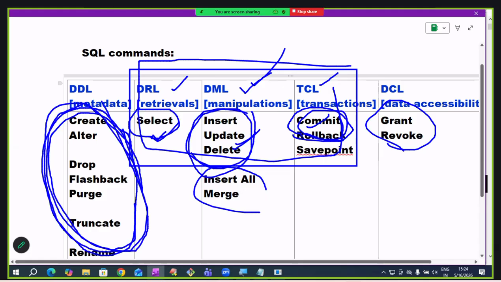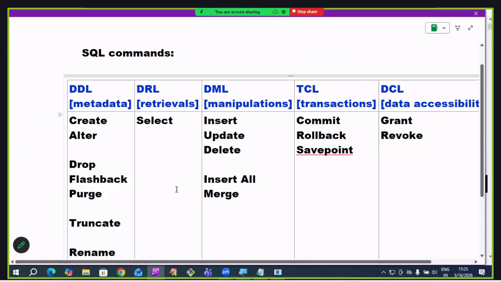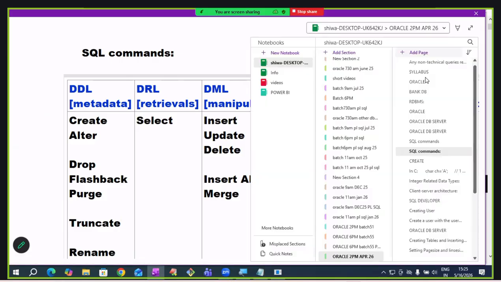So to crack those interview questions, this knowledge is required, but these are not frequent operations for a full stack Java developer. Very, very rare. The most frequent operations are DRL, DML, TCL. This area is very important. Get grip on that area.